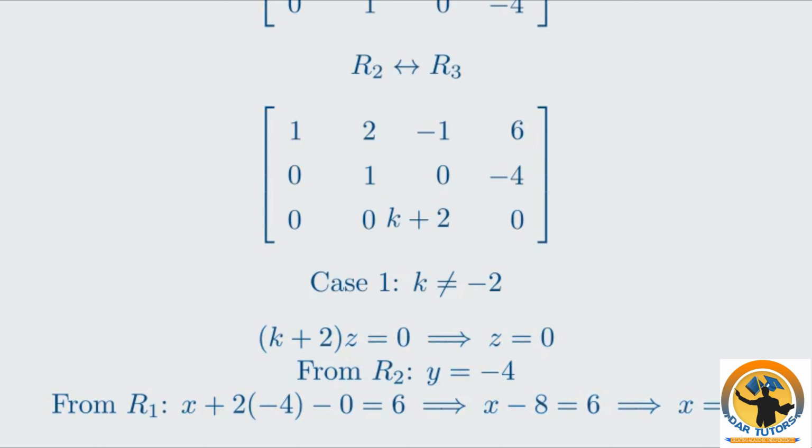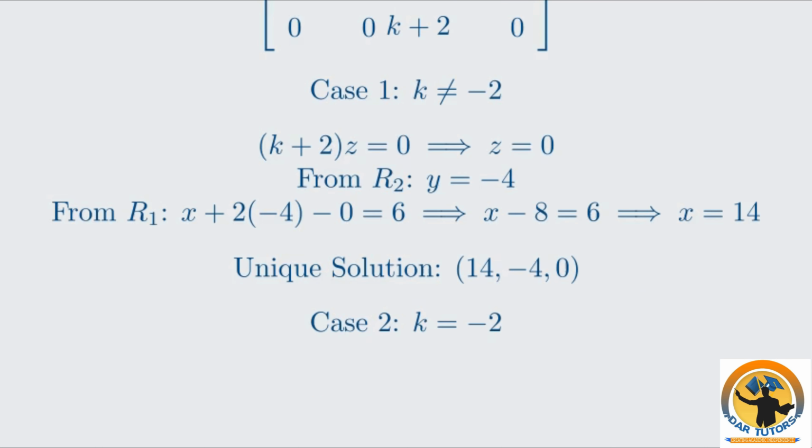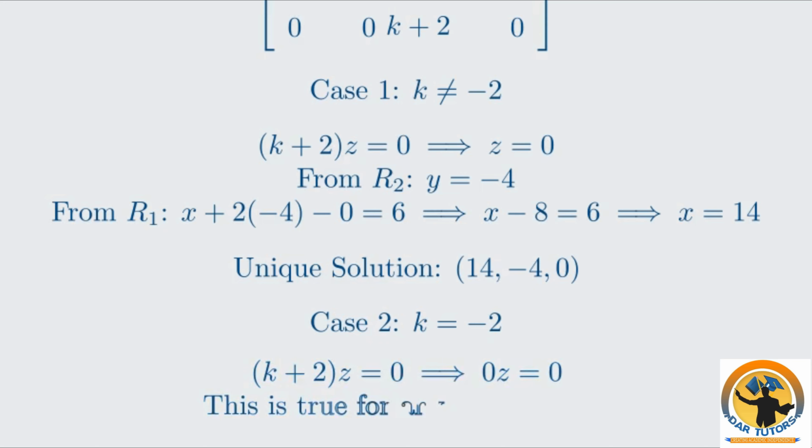This is a unique solution, case 6. Now, what if k equals minus 2? The third row becomes 0z equals 0. This equation is true for any value of z. This means z is a free variable, so we have infinitely many solutions.